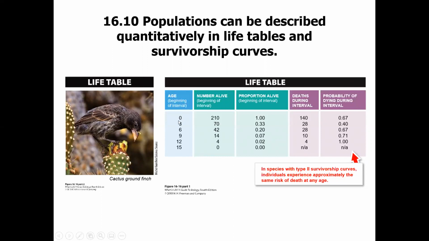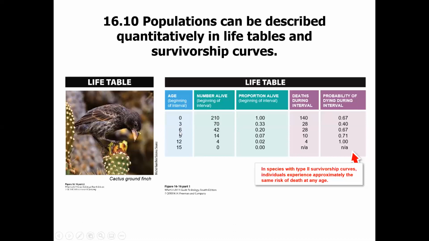So going through a couple of the rows, excuse me. With age, we start with age 0, of course. With birth, in this population, we are looking at 210 individuals. So the proportion alive is 1 because all of the individuals are alive. During this interval, we have 140 deaths between age 0 and age 3. So 140 individuals die. So for that interval between age 0 and age 3, the probability of dying is 0.67. So about 2/3, or 66%, is your chance of not making it to age 3.